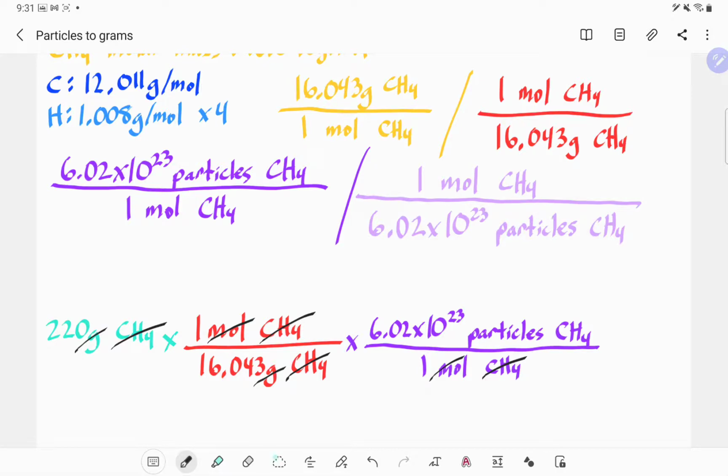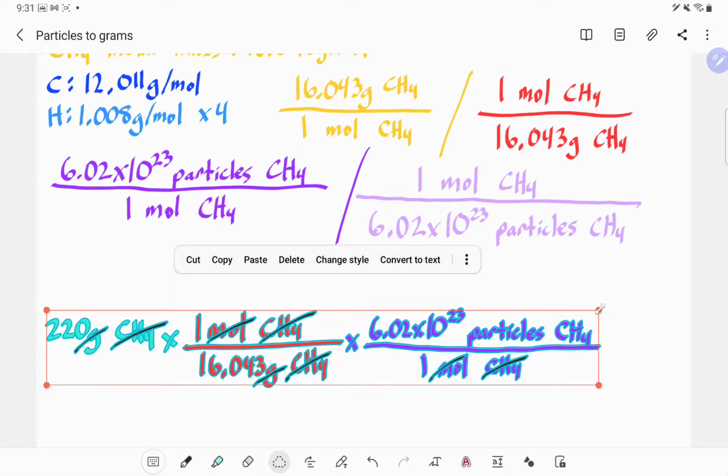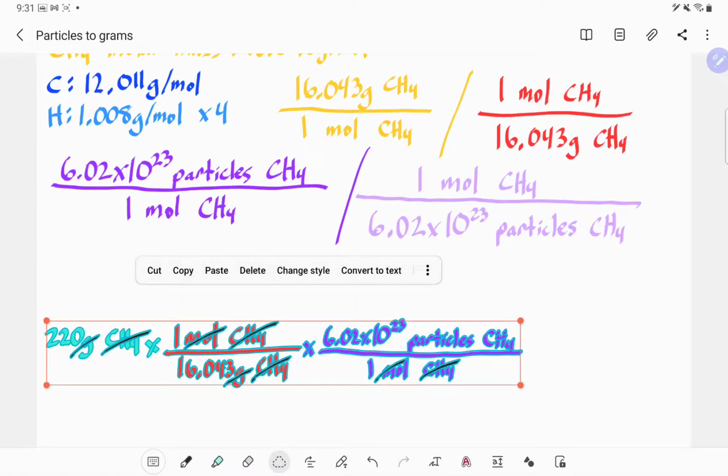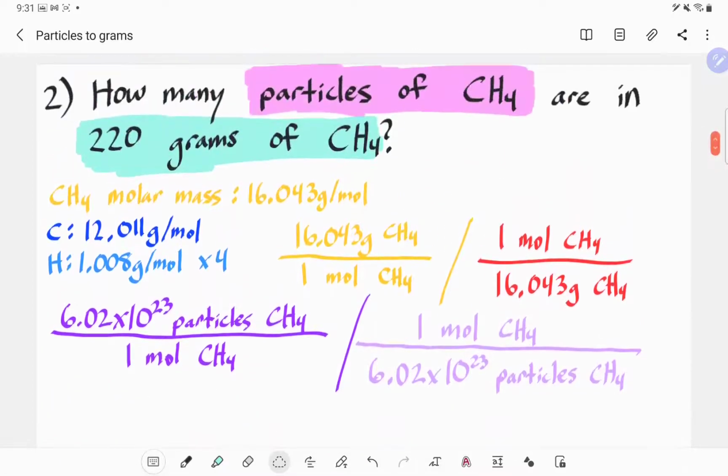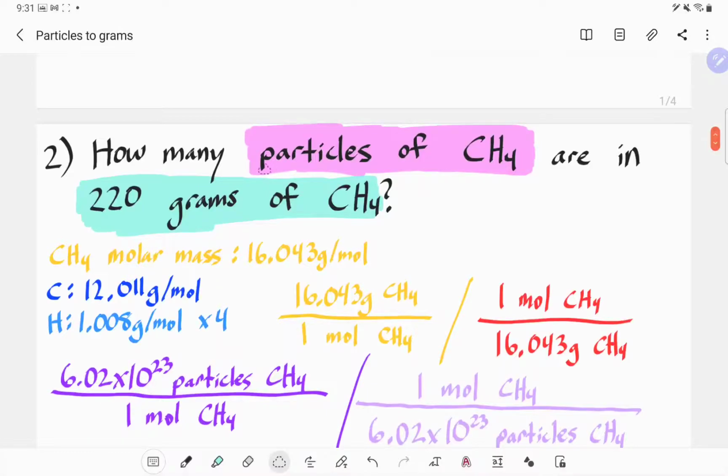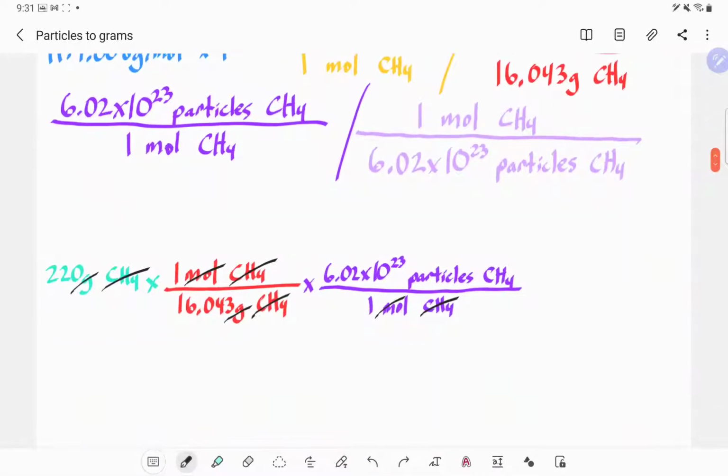I'm going to make this a little bit smaller, and then we can plug this into our calculator and get our final answer, because we are now in particles of CH4, which is the unit we're solving for. Let's go back to what we set up here. We were trying to solve for particles of CH4, highlighted in pink. Now that we have that, we just plug it into our calculator.